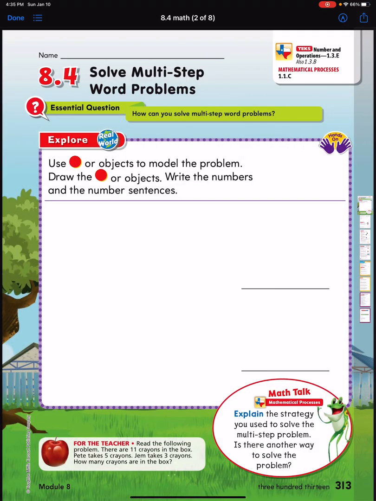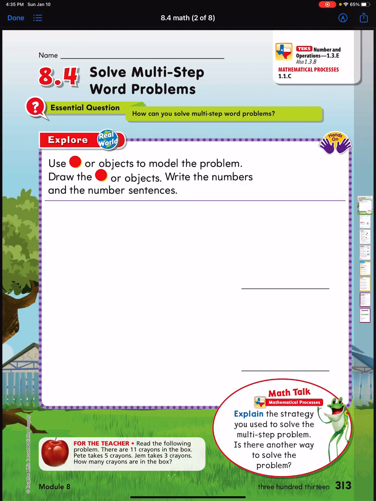Okay, today we're working with solving multi-step word problems, and our question is, how can you solve multi-step word problems? Our directions tell us to use counters or objects to model the problem. Draw the counters or objects, write the numbers and the number sentences. So here's my problem. There are 11 crayons in the box. Pete takes 5 crayons. Jim takes 3 crayons. How many crayons are in the box?